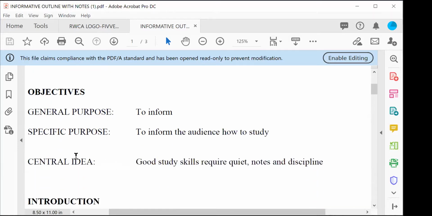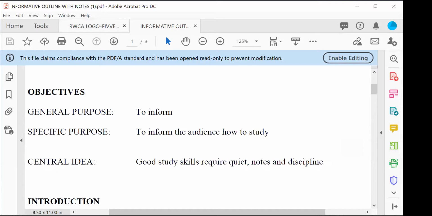Here you see general purpose. Please notice how these are tabbed over. General purpose, then you tab. Specific purpose, tab. Central idea, you tab over. So general purpose: to inform. Clear and to the point. Specific purpose: to inform the audience how to study. This is a how-to, a demonstrative informative speech.